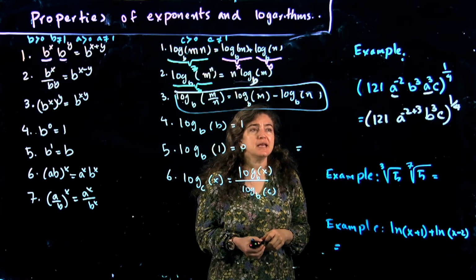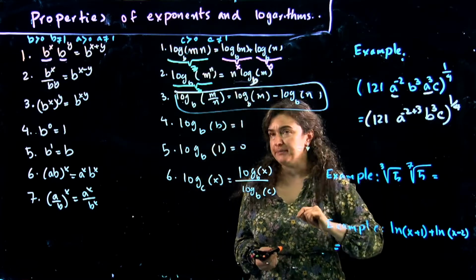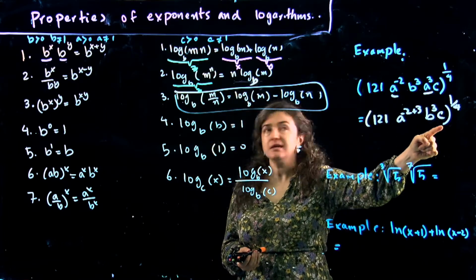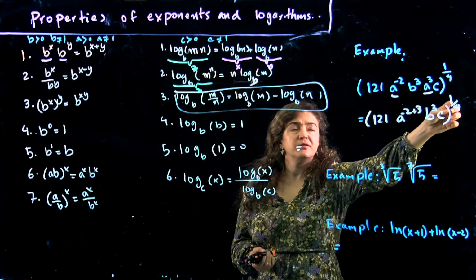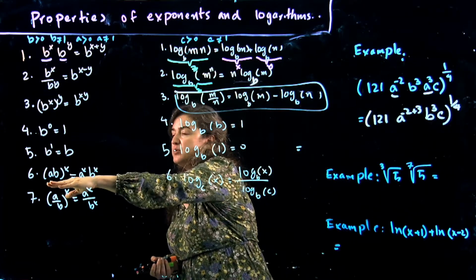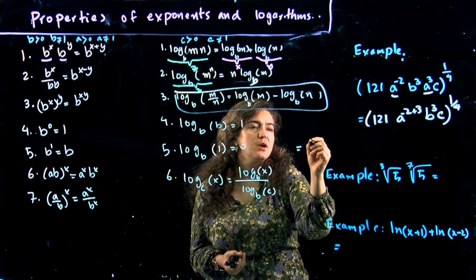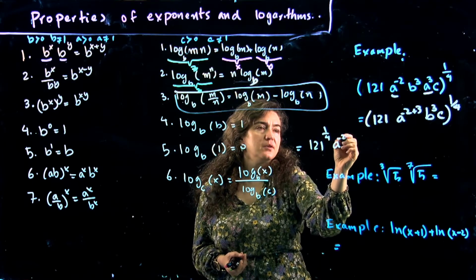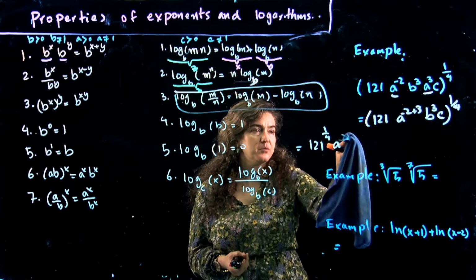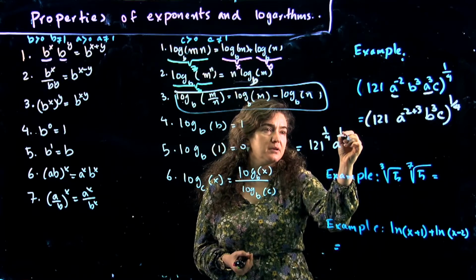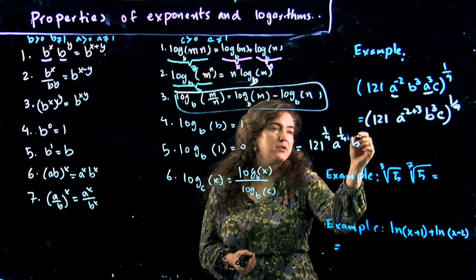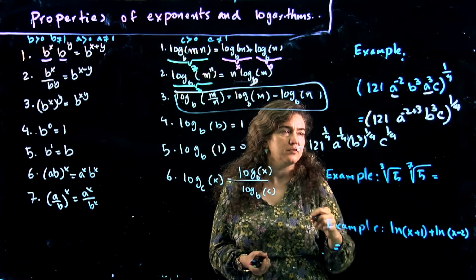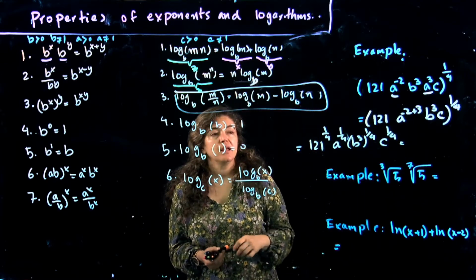Now, the next one, and this is going to be a to power 1. The next thing is that I see different bases and the product of it to a power. That would be rule number 6. So I get 121 to power 1/4, a to power 1 to power 1/4, and b to power 3 to power 1/4, and c to power 1/4.